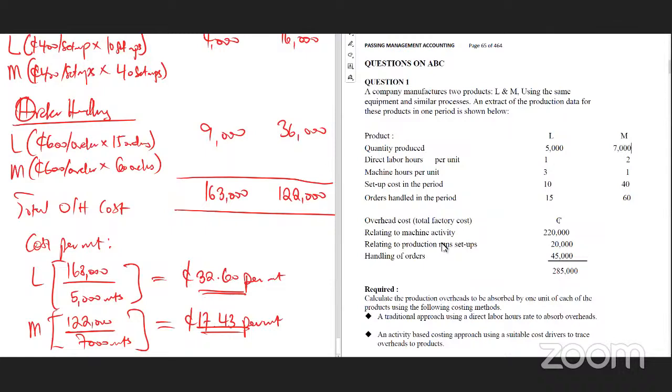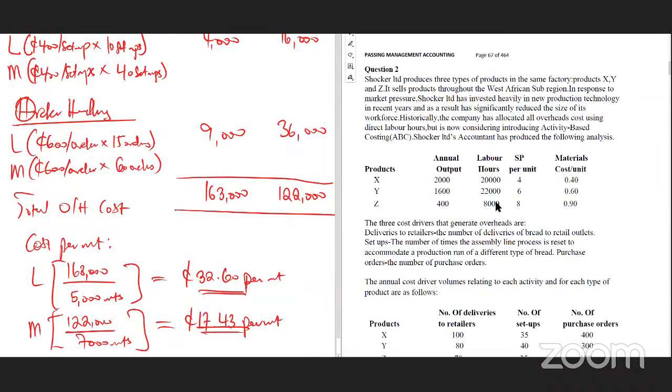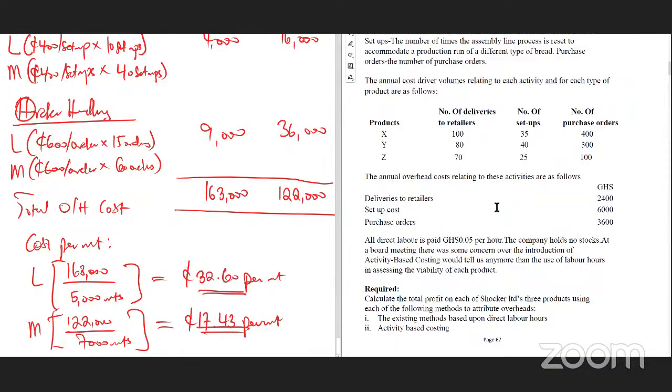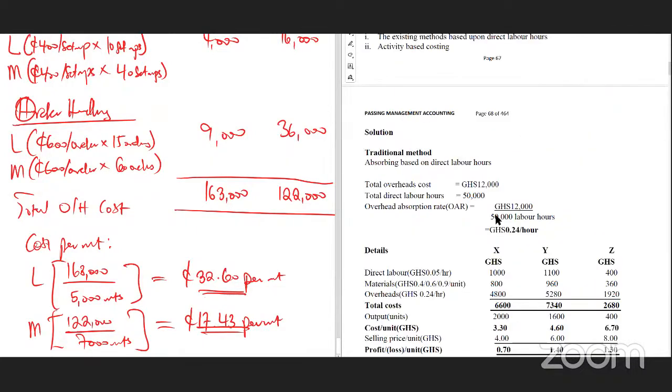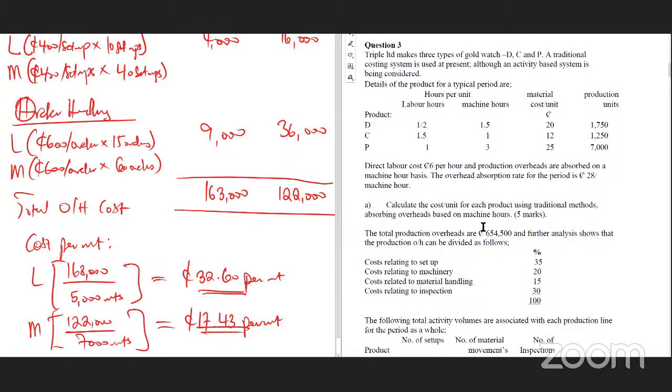You see, today when we started, we looked at one traditional costing question before we started. So the next ABC question, we'll look at it. It is actually this question, a very huge one. This one, you see it, Shopper Limited. Then I'll give you one as an assignment, which is this one, Triple Limited.